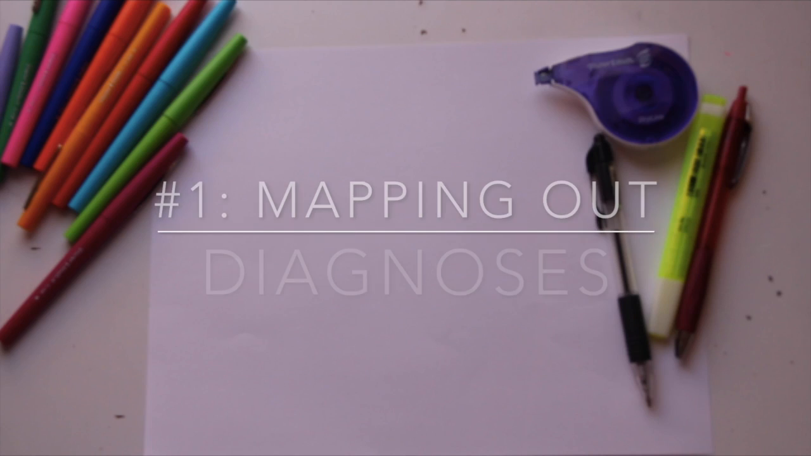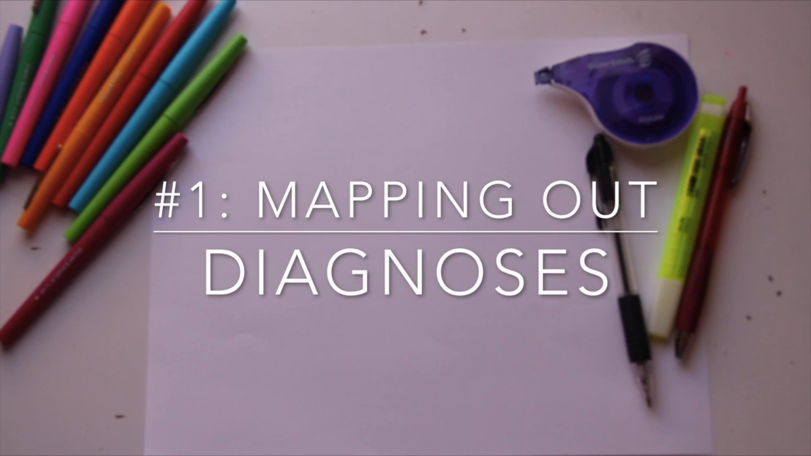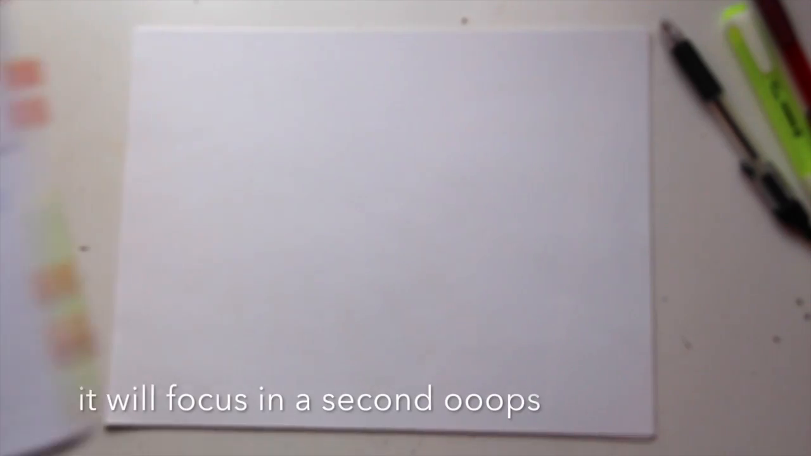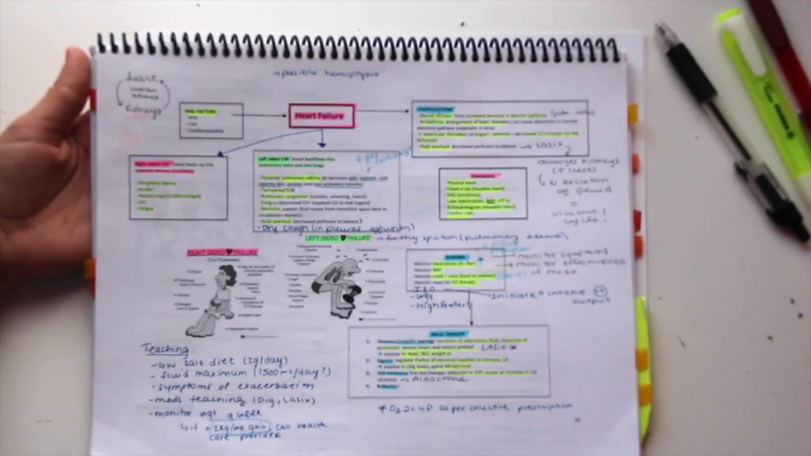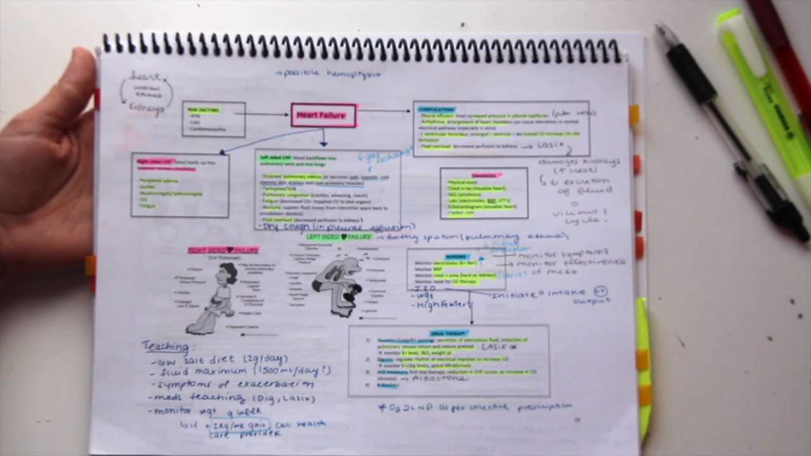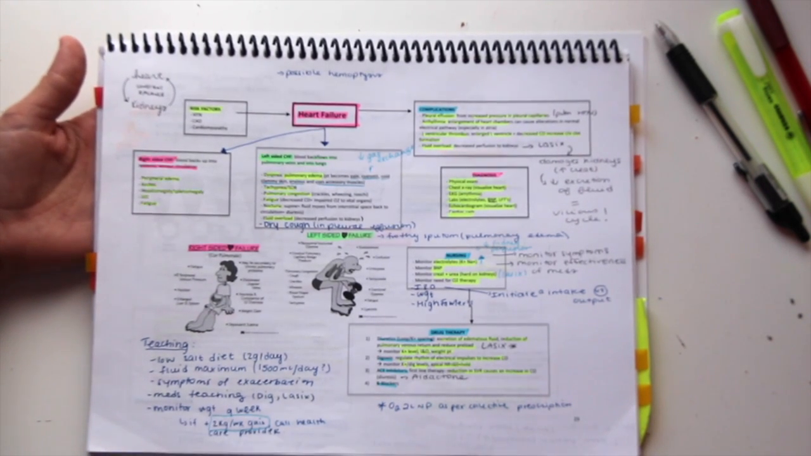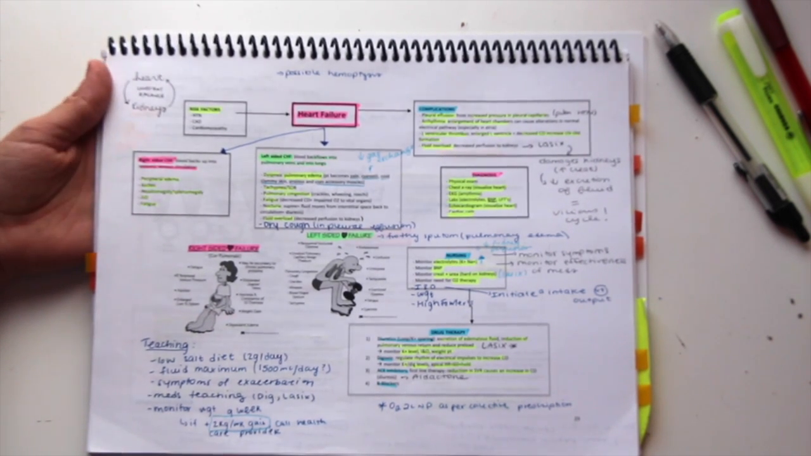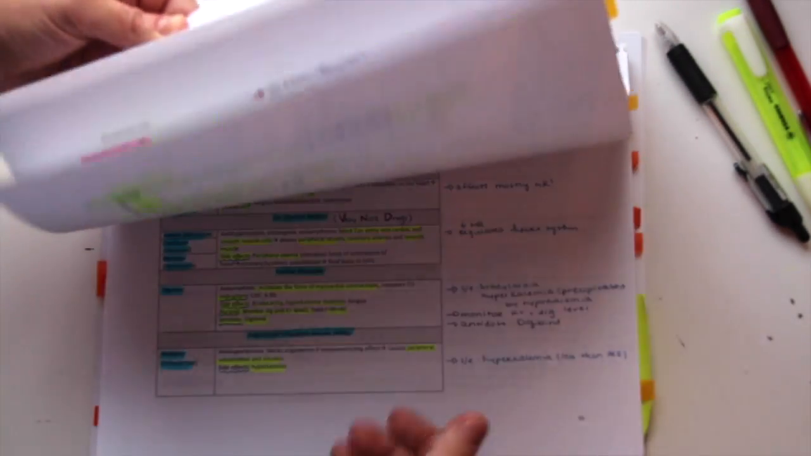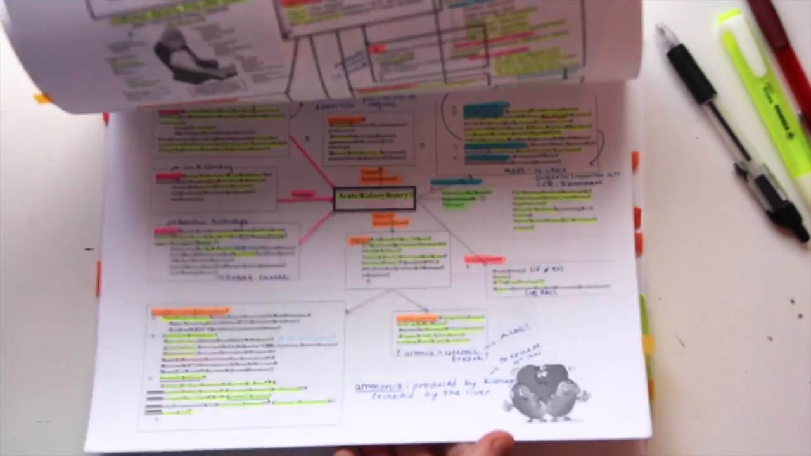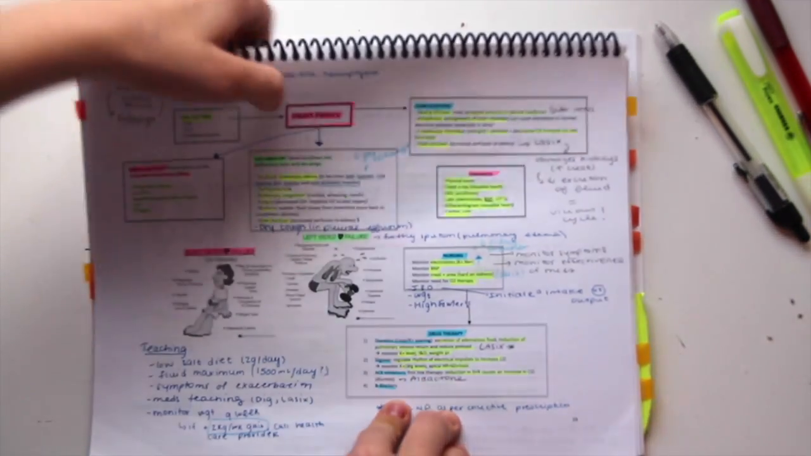Okay, so the first type of concept map that I'm going to show you guys is this type here that I use for diagnoses. Here, let me focus that in. Okay, that's as good as it's going to get. Sorry. So this is for diagnoses. Now, this is a book that I made for my licensing exam. I think I talked about it before, and it's full of concept maps. So I'm going to show you how I went about making these.